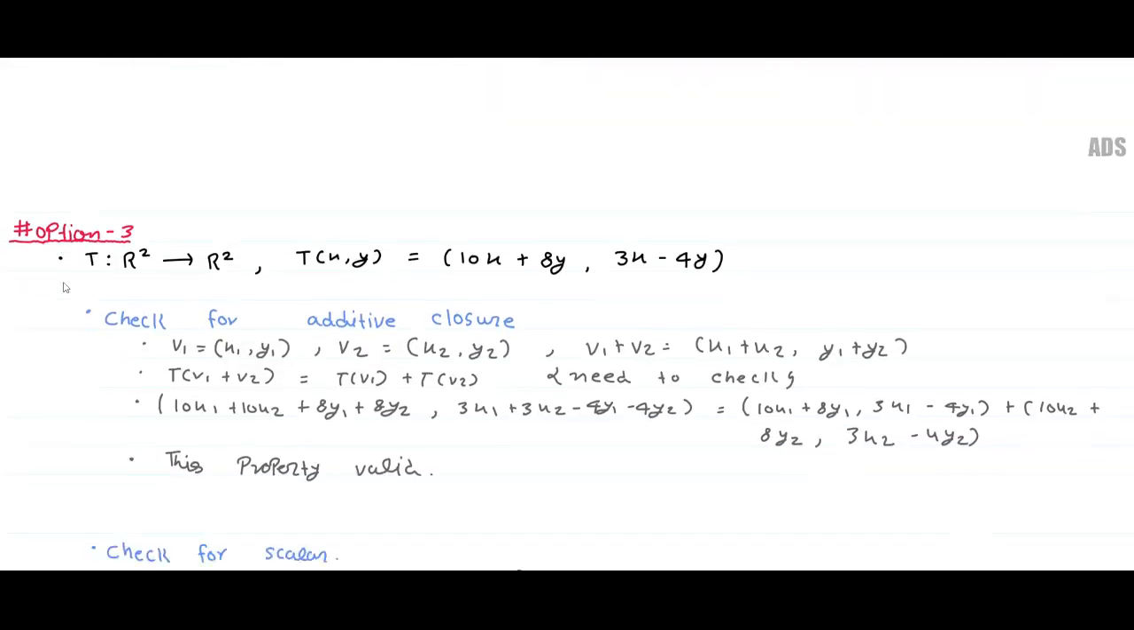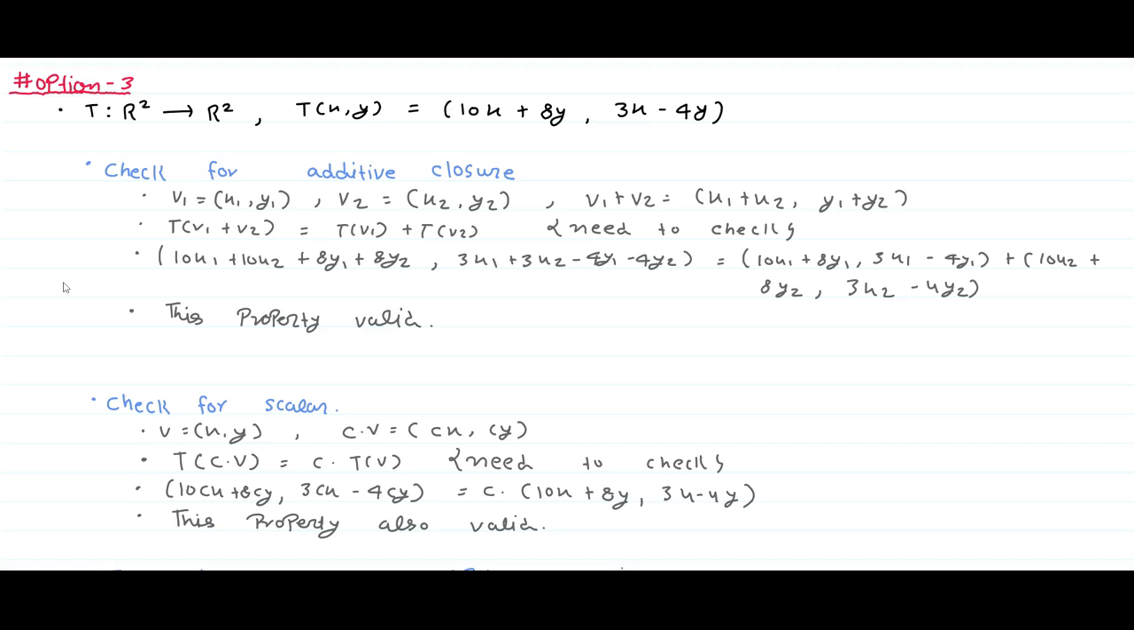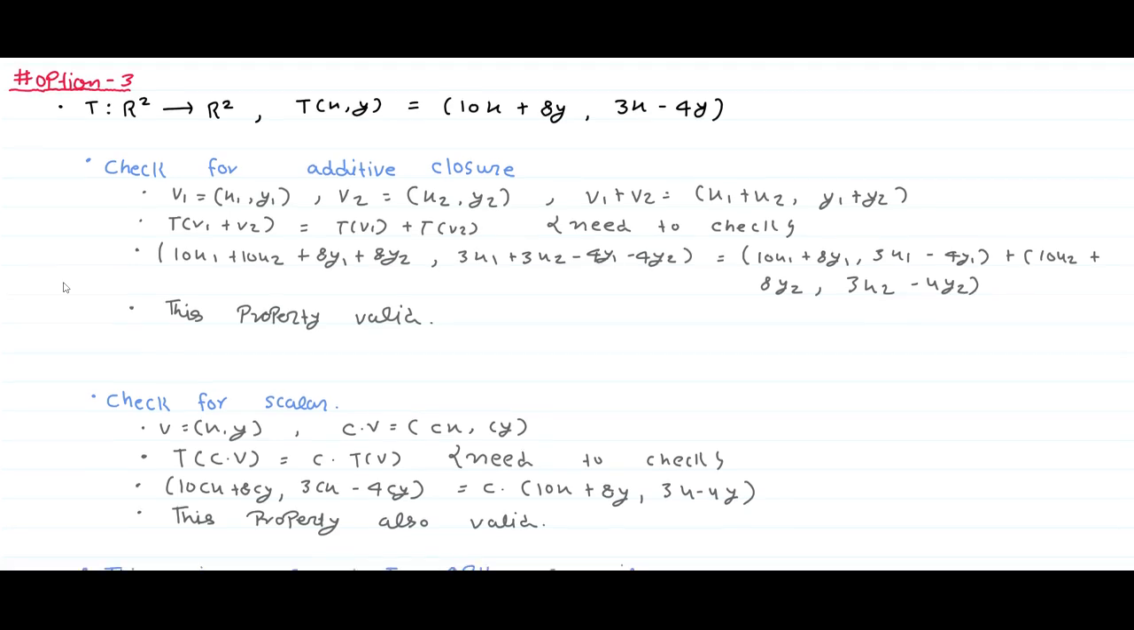Now let us see the third map. T is a map from R2 to R2, such that the transformation of (x, y) is equal to (10 times x plus 8 times y, 3 times x minus 4 times y). Now here if we check whether it holds the two required properties for a linear transformation or not, then we can clearly get the point that this third map is going to be a linear transformation, as it holds both the additive property as well as the scalar multiplication property. Hence option number 3 is true.